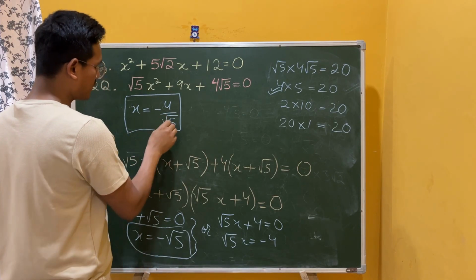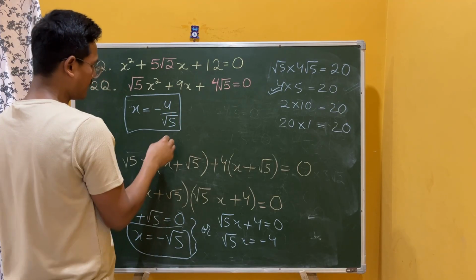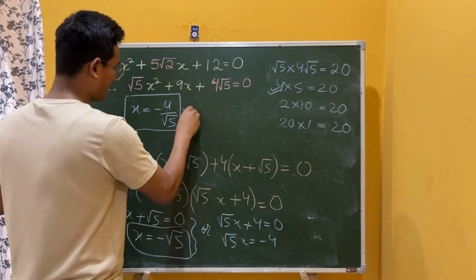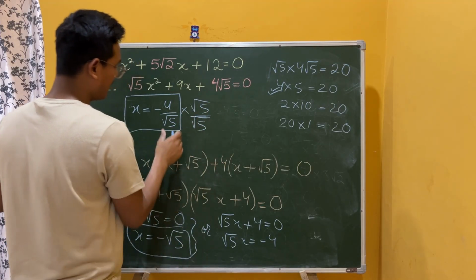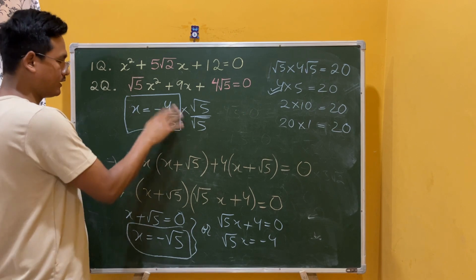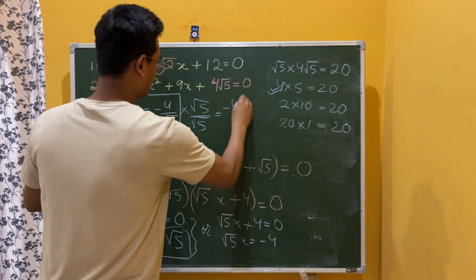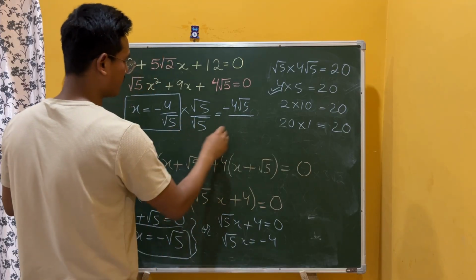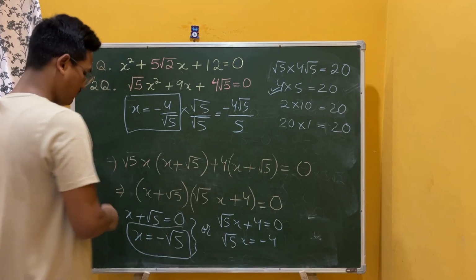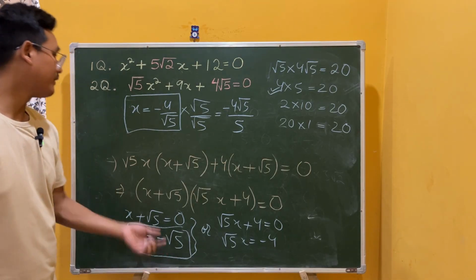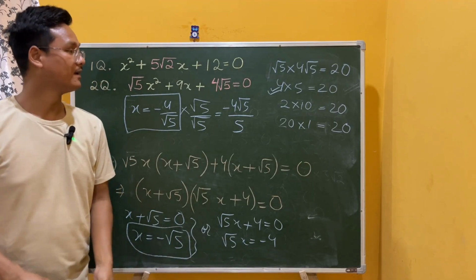So in order to get that, we'll have to rationalize this number by multiplying and dividing with the denominator. What you'll get is minus 4 root 5 upon root 5 into root 5, which is 5. Now the denominator is a rational number. So one x is minus root 5, another is minus 4 root 5 upon 5.